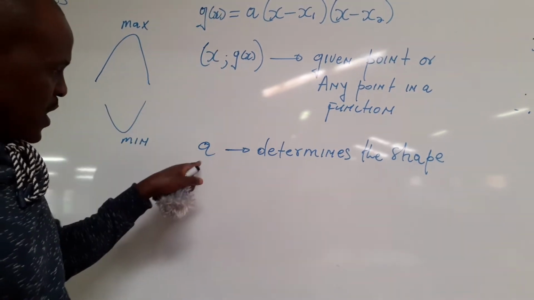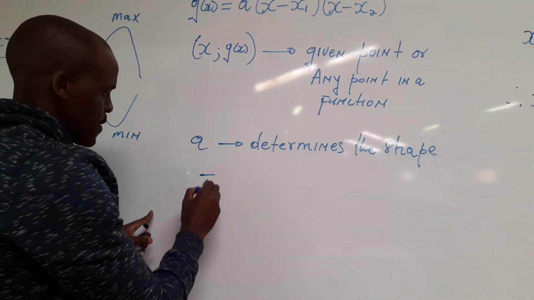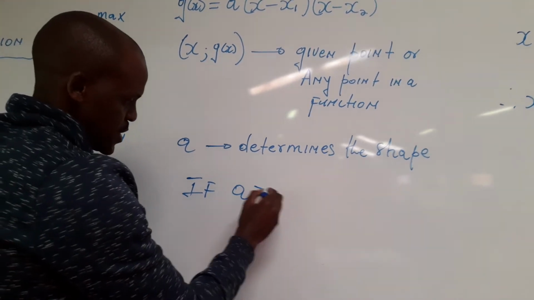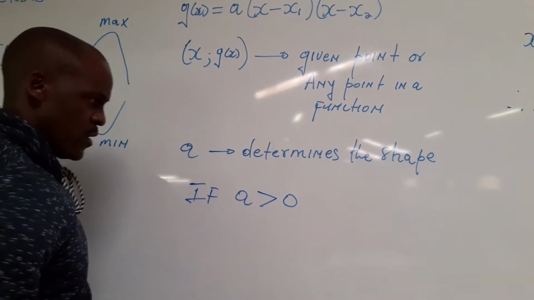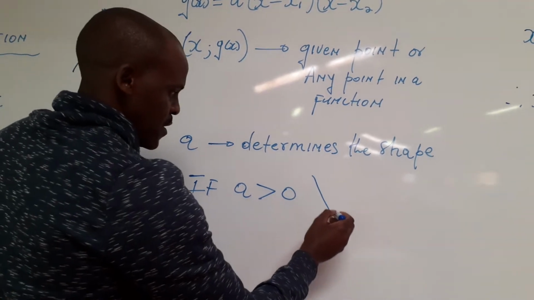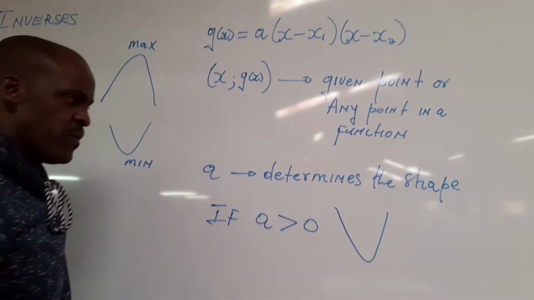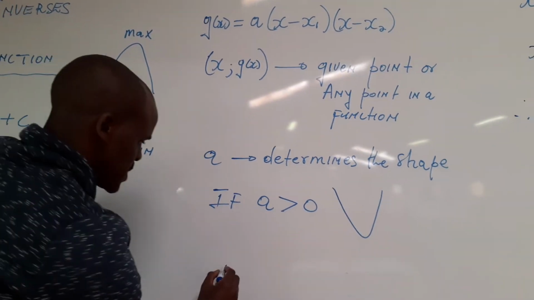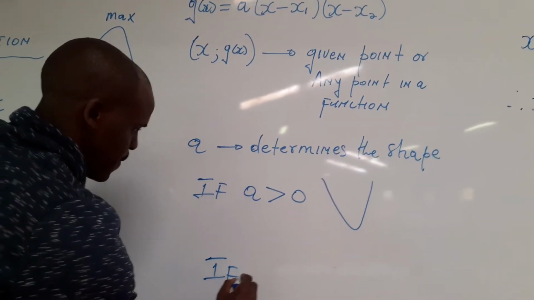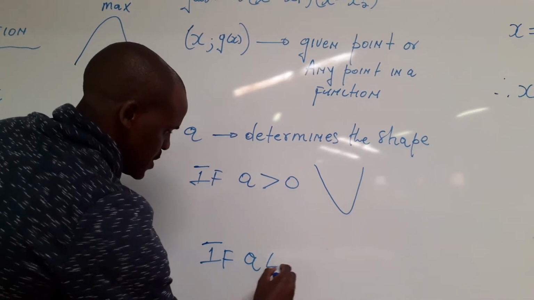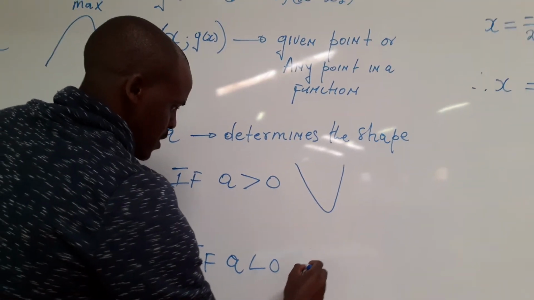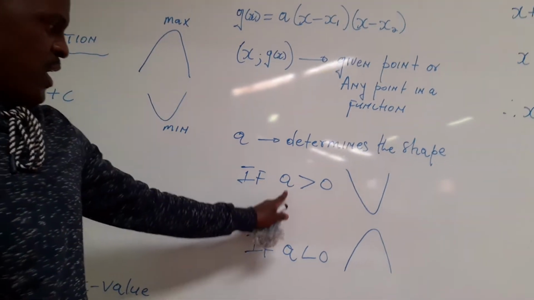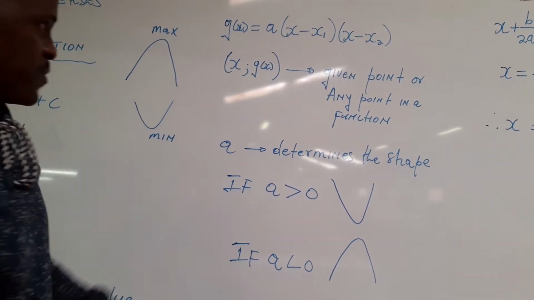Turning point. If A is greater than 0, that would mean the graph is concave up. Whereas if A is less than 0, the graph will be concave down, like that. So A tells us about the shape.